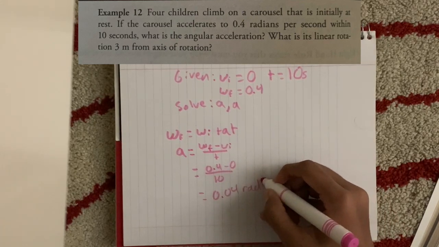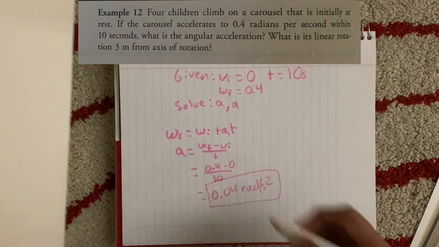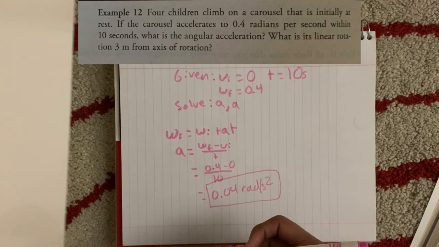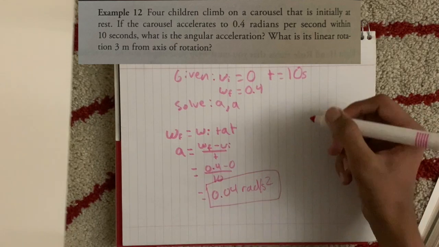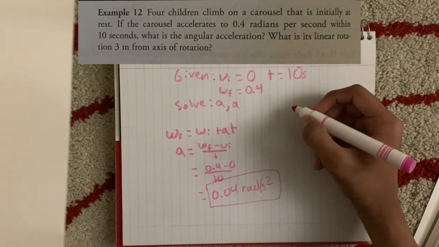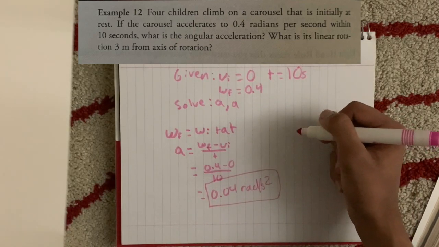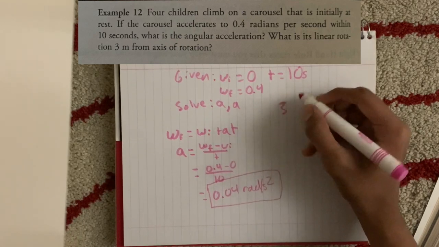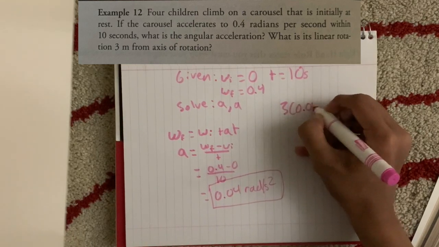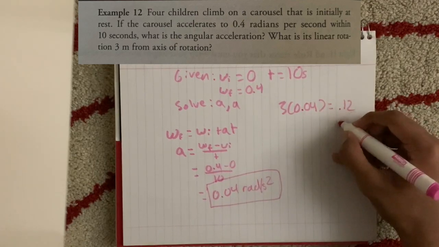radians per second squared. And that is the angular acceleration, but it also asks for the linear acceleration 3 meters away from the axis. So we just multiply the radius by the angular acceleration, so that would be 3 times 0.04, which gives us 0.12 meters per second squared.